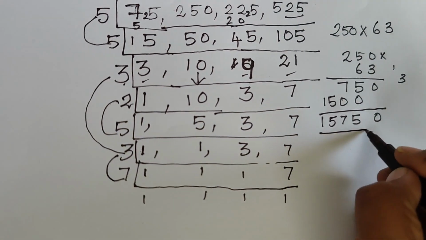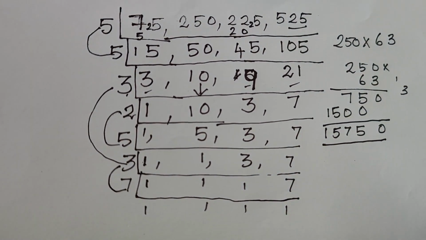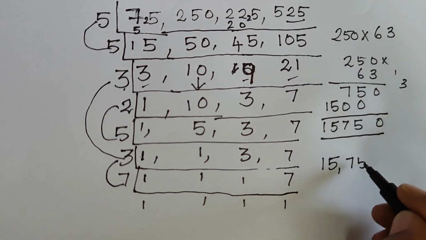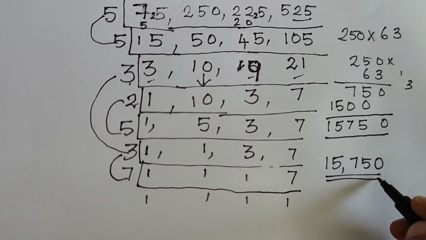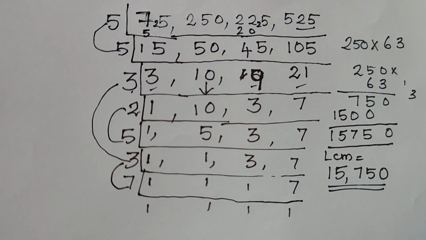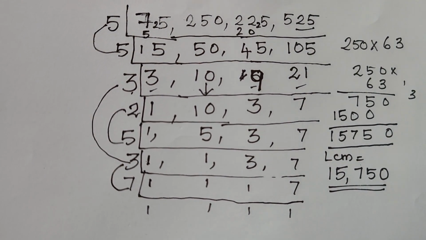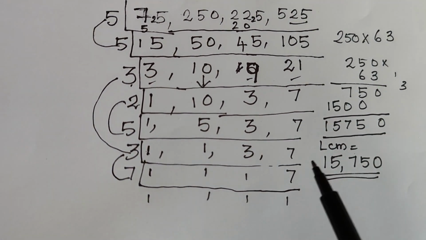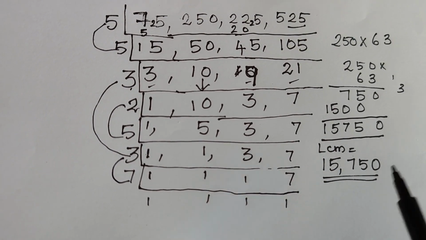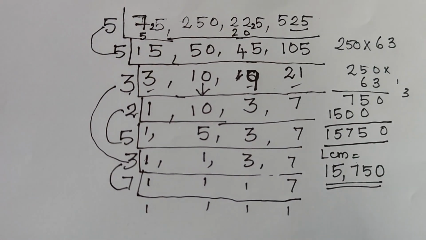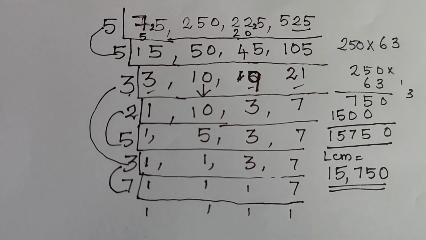So the answer is, the LCM is 15,750, which means this 15,750 is the common multiple or common dividend of all these numbers. We can say 15,750 is completely divisible by 75, 250, 225 and 525.